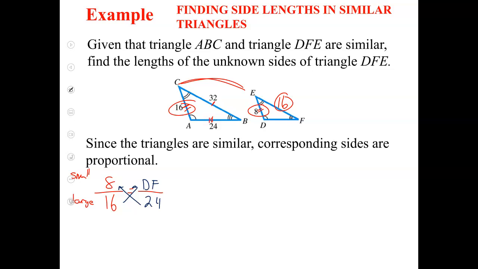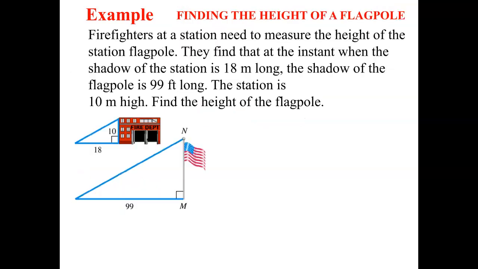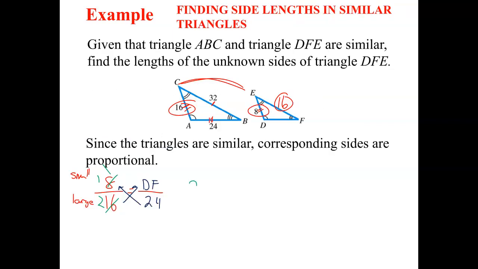So let's simplify this fraction and make the math a little bit easier. What's 8 over 16 reduced to? 1/2. So if we do our cross multiplication, it makes it a little bit easier: 24 times 1, and then 2 times DF. It's going to get us the same answer. What's the measure of DF? 12. So the measure of DF is 12. So we're able to find the two missing sides by using that proportion relationship on similar triangles.